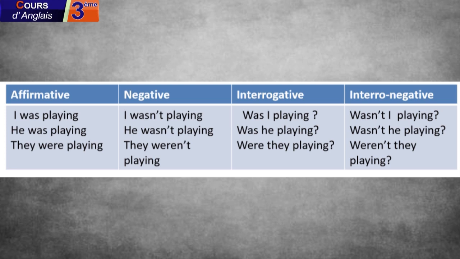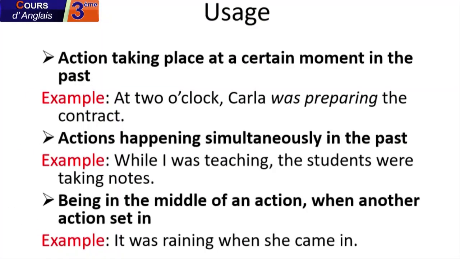And the last form is the negative interrogative form. Wasn't I playing? Wasn't he playing? Weren't they playing? So these are the four forms that we can have with the past continuous. Now, when do we use the past continuous? We use the past continuous for actions taking place at a certain time or at a certain moment in the past.